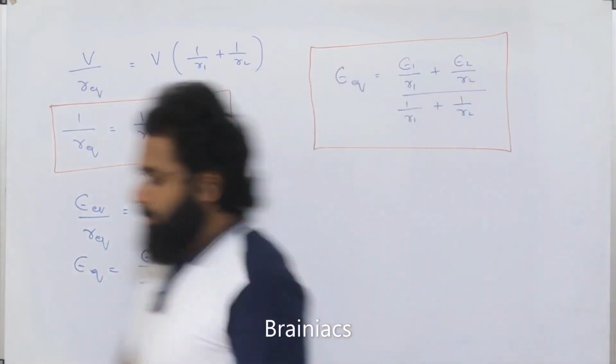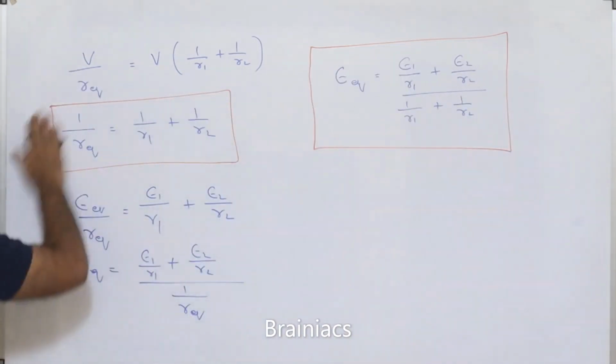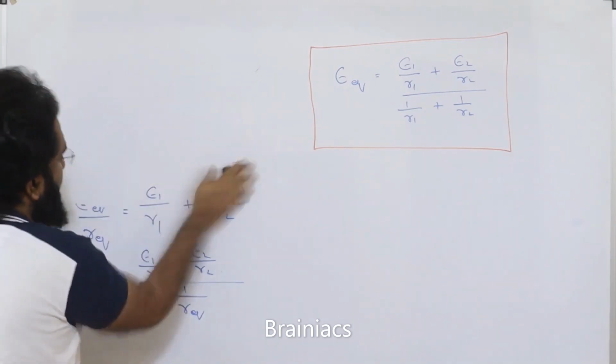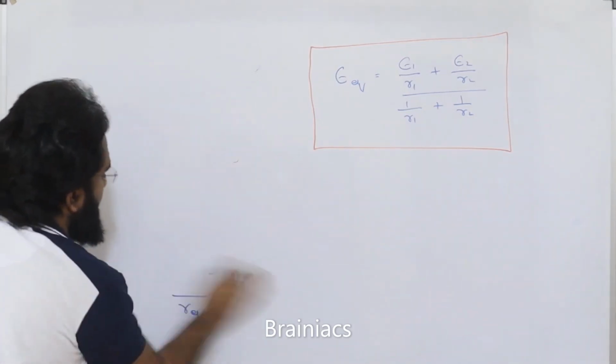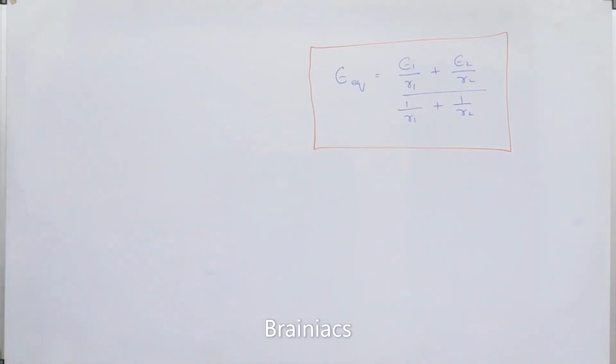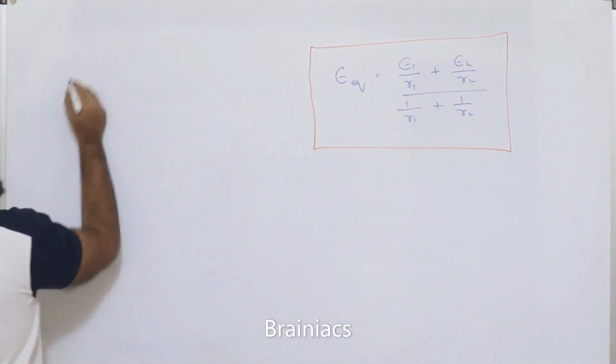So equivalent internal resistance is 1 by R equivalent is equal to 1 by R1 plus 1 by R2. And equivalent EMF is E1 by R1 plus E2 by R2 respectively.